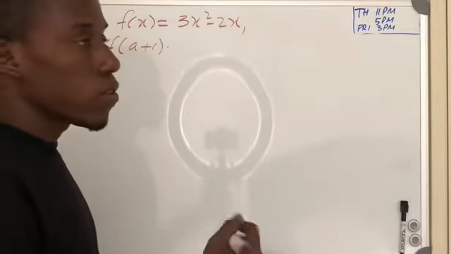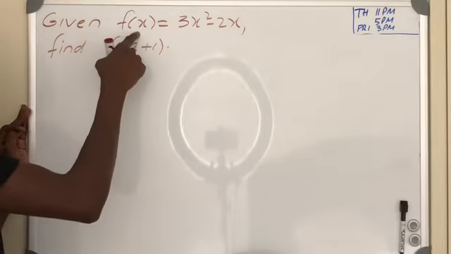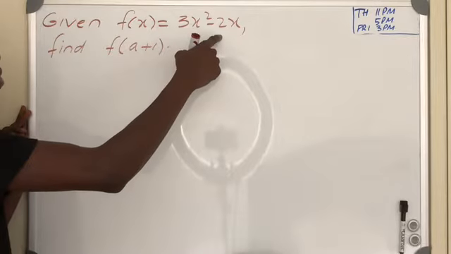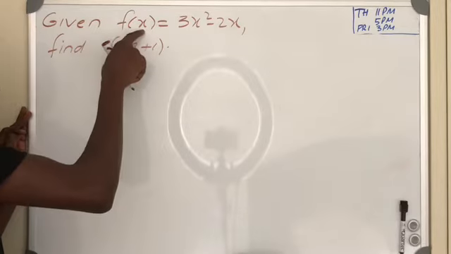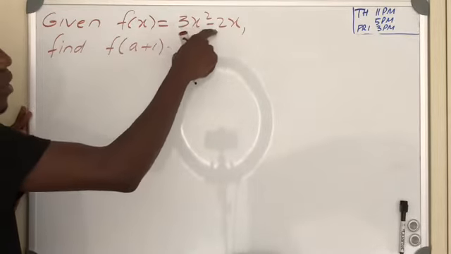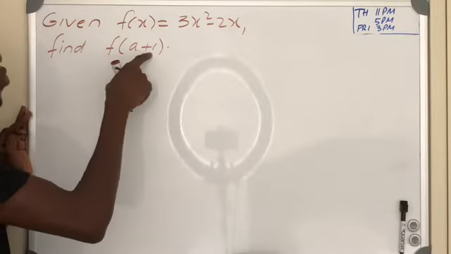Okay, so there you go. It says, given f of x is equal to 3x squared minus 2x. So this is a function of the variable x, that is 3x squared minus 2x. And they said find the function of a plus 1.